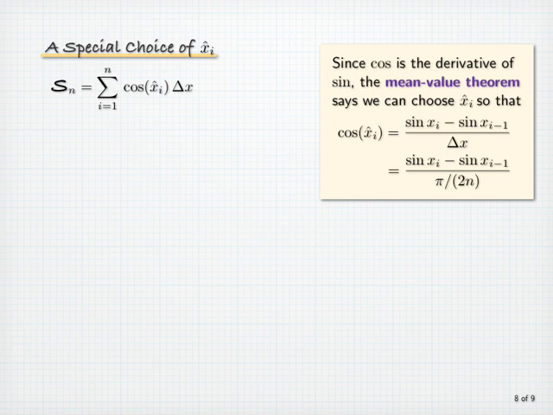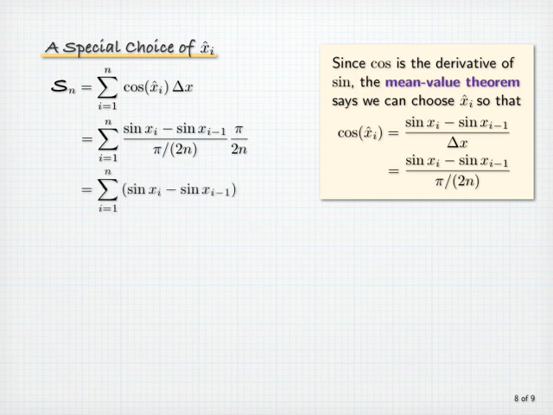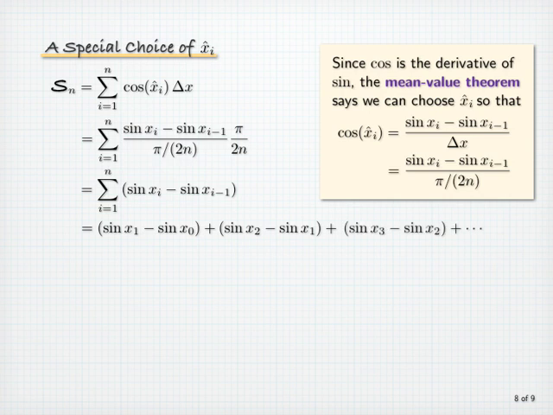So now we substitute that value of cosine x hat sub i into our sum, and a minor simplification results in the sum from i equals 1 to n of the sine of xi minus the sine of xi minus 1. Now let's write out a few terms of that sum. The first term is the sine of x1 minus the sine of x0. The next term is sine of x2 minus sine of x1. The third term is sine of x3 minus sine of x2, and so on. And the last term is the sine of xn minus the sine of xn minus 1.